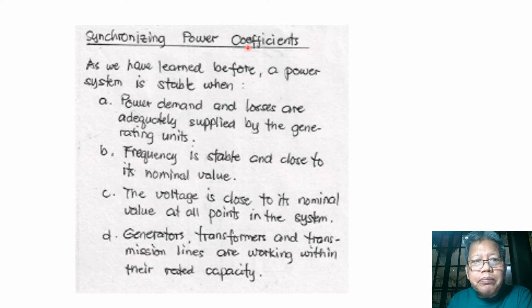Now, as we have learned before, a power system is stable when letter A, power demand and losses are adequately supplied by the generator units, and letter B, frequency is stable and close to its nominal value, and letter C, the voltage is close to its nominal value at all points in the system. And then letter D, generators, transformers, and transmission lines are working within their rated capacity.